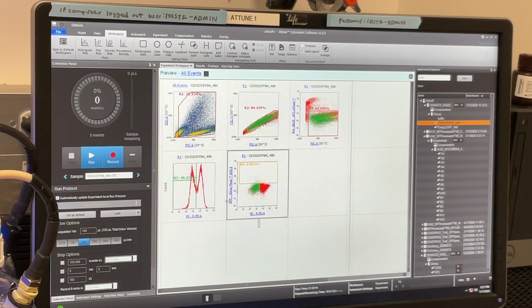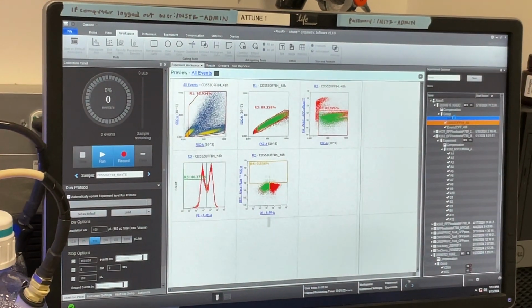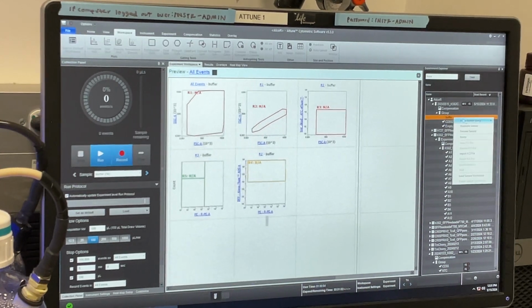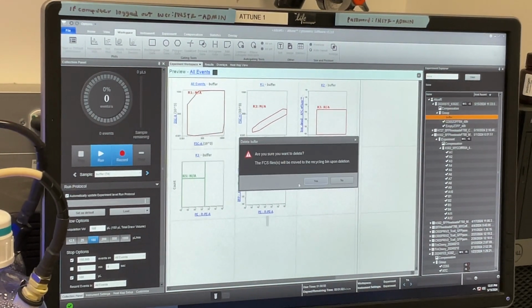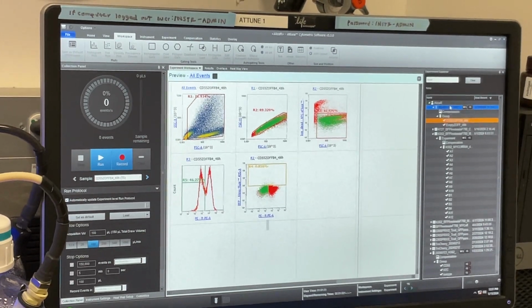Alright, so then let me just remove the buffer. Okay, so now I can export this.